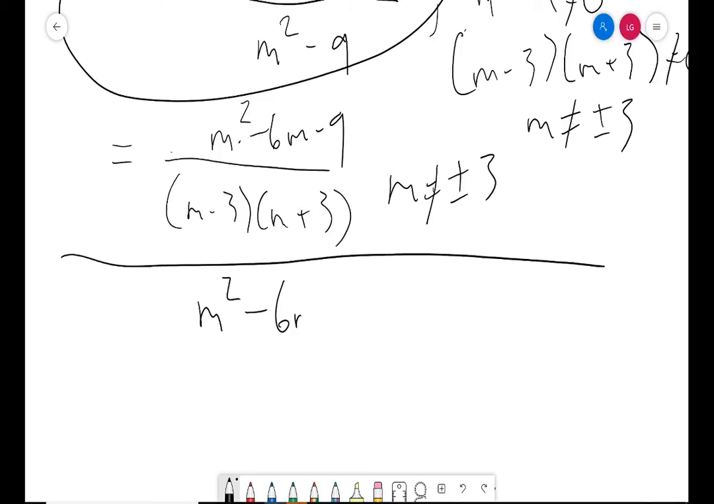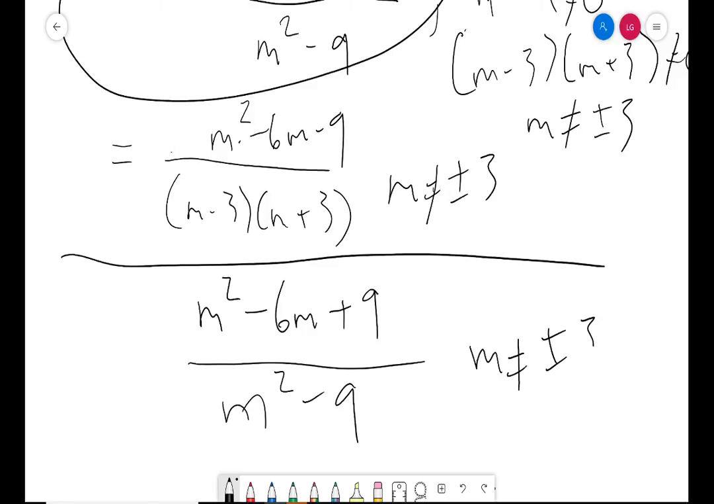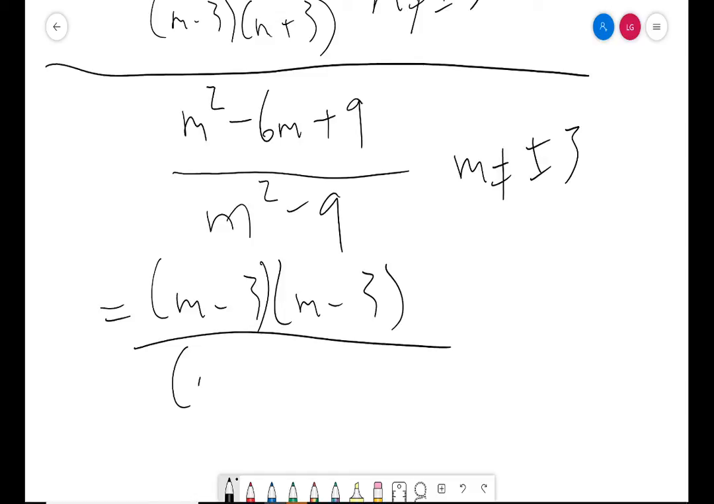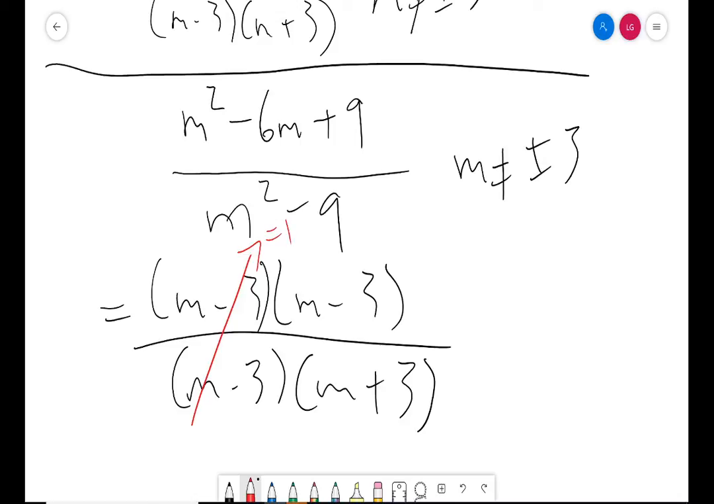M squared minus 6m plus 9 over m squared minus 9. Well, m still cannot be plus or minus 3 because the denominator is the same. This factors: m minus 3, m minus 3 over m minus 3 times m plus 3. Sorry, I've never had good handwriting with m's. It's even harder on the touchscreen. So those divide to 1.